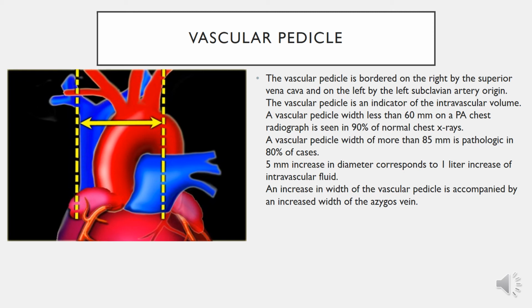When the vascular pedicle width is less than 60 mm on posterior to anterior chest radiograph, it's a normal chest X-ray and we see it in 90% of them. But when the vascular pedicle width is more than 85 mm, it's pathologic and we see it in 80% of cases. Every 5 mm increase in diameter corresponds to a 1 liter increase of intravascular fluid. An increase in width of the vascular pedicle is also accompanied by an increased width of the azygos vein.